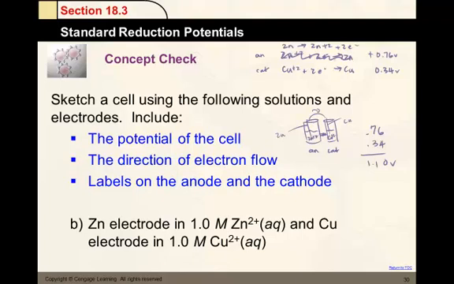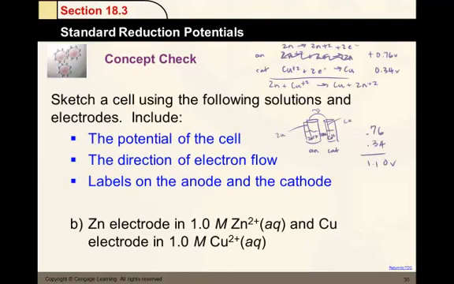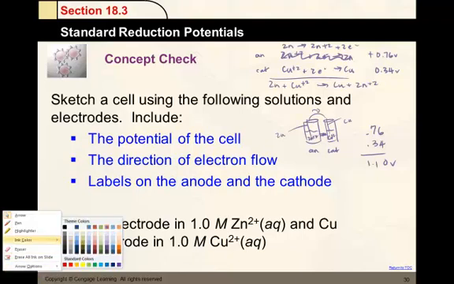So if I add these two half reactions together, and the electrons of course are going to cancel, I'd have zinc plus copper plus 2 yields copper plus zinc plus 2. That would be the overall reaction, and that's a balanced reaction because we have the same charge on both sides. Alright, now what does the question say? What would happen if you increase the concentration of copper ion? So go back to that reaction because I have to see it.